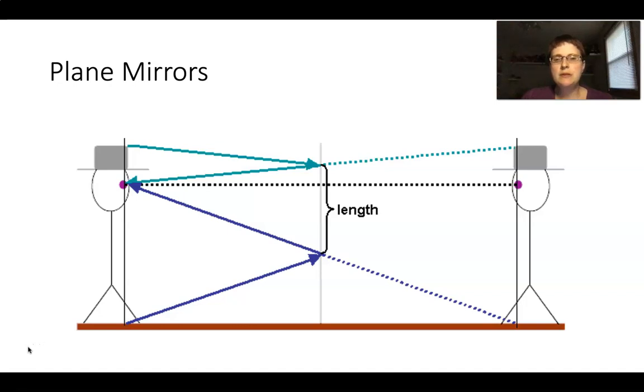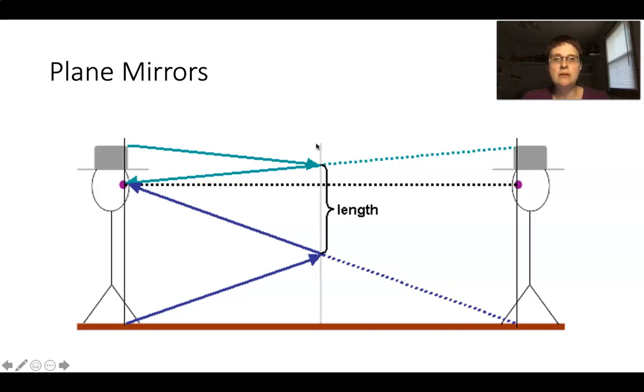So previously we talked about reflection and the laws of reflection. We were talking about plane mirrors. So remember, plane mirrors are the mirrors that are flat, and so they work with the regular laws of reflection. And so I just put this guy in here so we can kind of refresh on that.